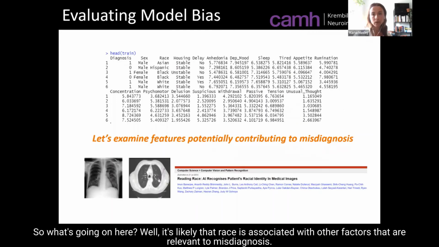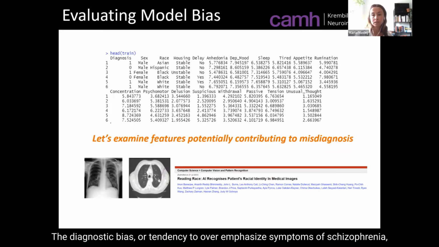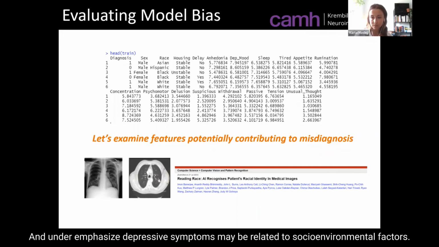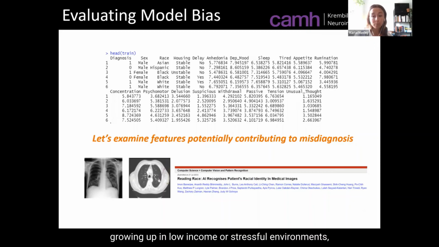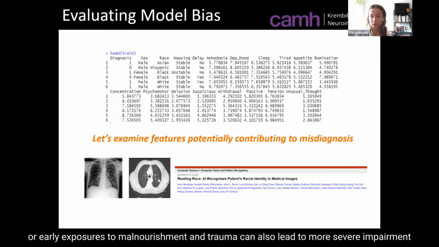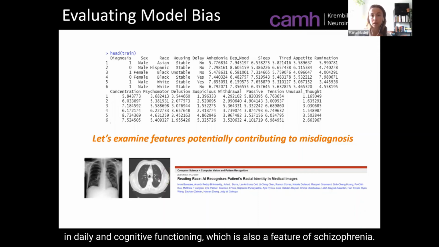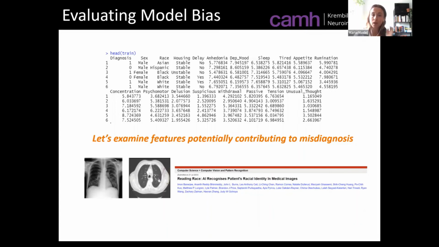So what's going on here? Well, it's likely that race is associated with other factors that are relevant to misdiagnosis. The diagnostic bias, or tendency to overemphasize symptoms of schizophrenia and underemphasize depressive symptoms, may be related to socio-environmental factors. For example, Black men with depression facing more barriers to receiving health care, which results in a more severe illness when finally assessed. Growing up in low income or stressful environments or early exposures to malnourishment and trauma can also lead to more severe impairment in daily and cognitive functioning, which is also a feature of schizophrenia.